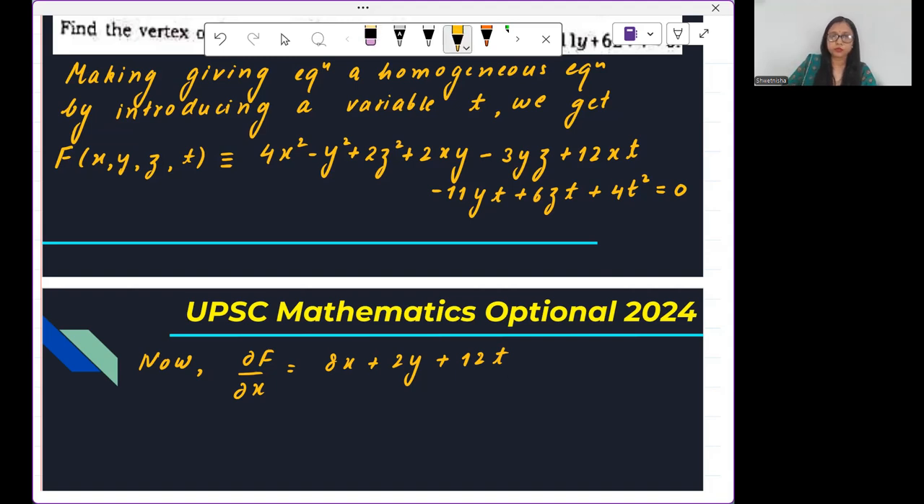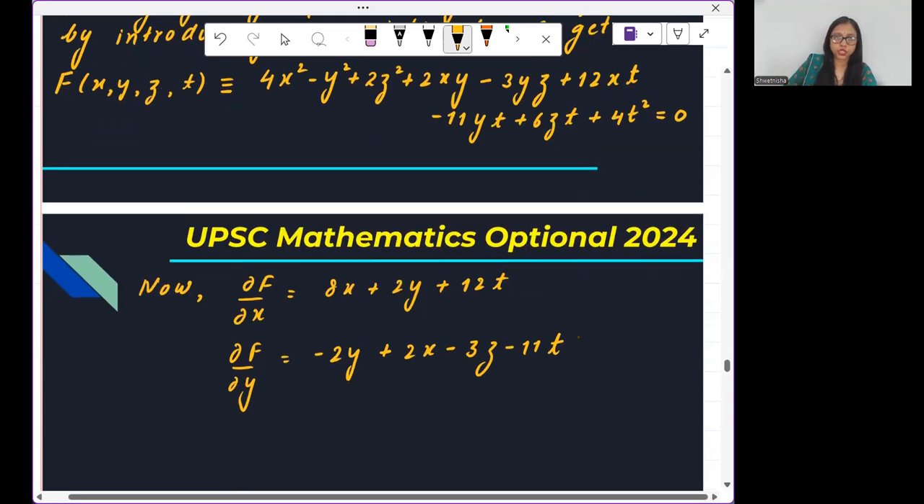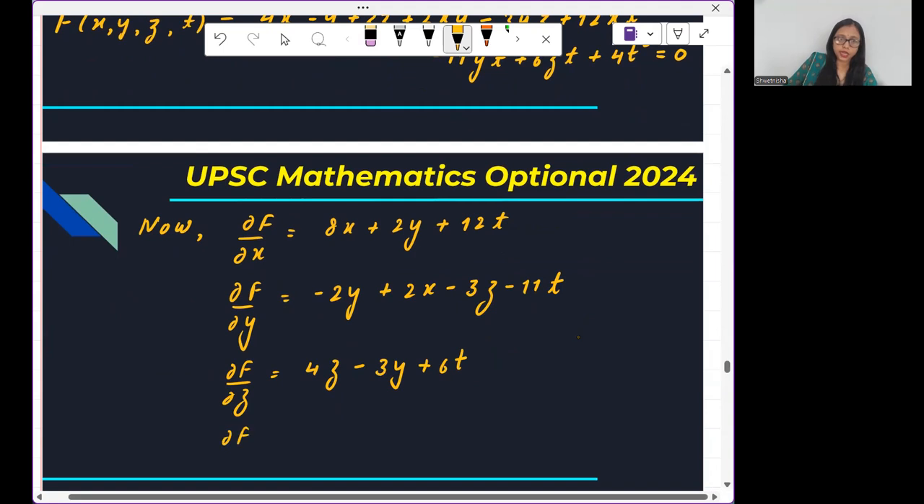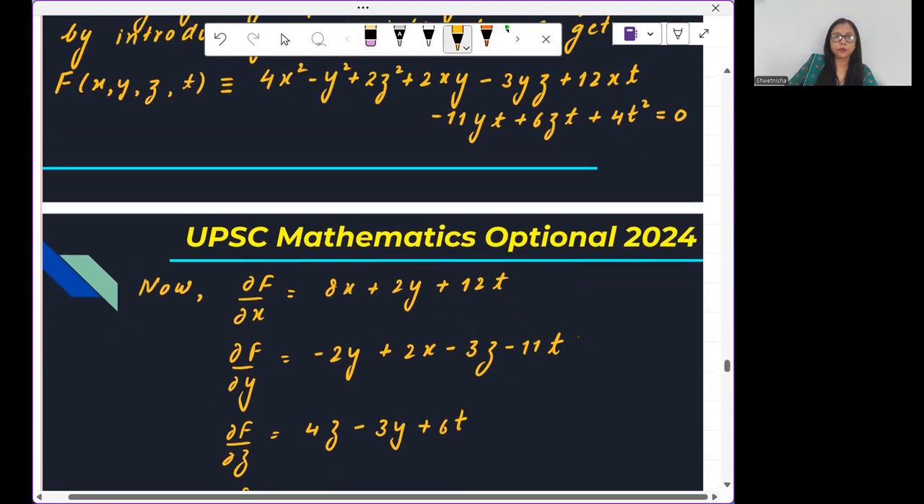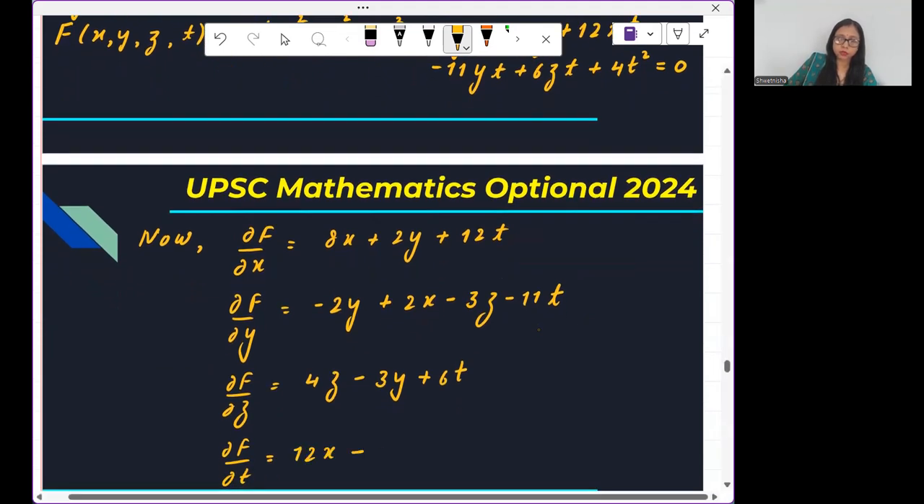Okay. It's 2 del F by del y. With respect to y, it is going to be minus 2y plus 2x minus 3z minus 11t. With respect to z, 4z minus 3y plus 6t, and del F by del t is equals to 12x minus 11y plus 6z plus 8t.